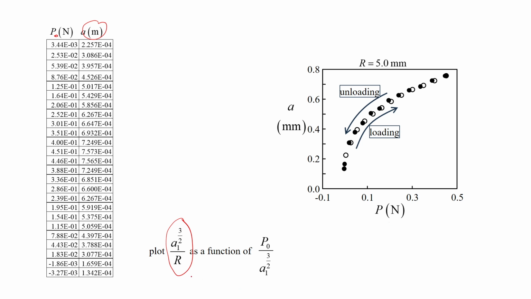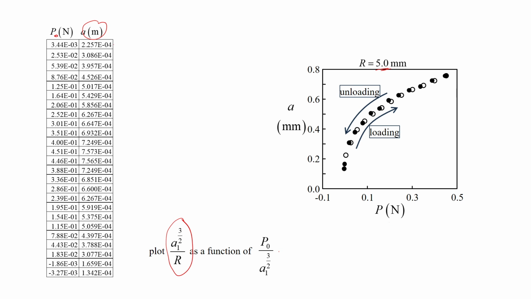So you obtain A1 to the power 3 by 2 divided by R, with R 5 millimeter here, and P0 like that. Here the load is given in Newton because we are following MKS units, and this is in meter. So, you can see that the contact radius that we obtained is actually very small, maybe about 0.2 millimeter here, 0.7 millimeter here. So, it is much smaller than the 5 millimeter radius.